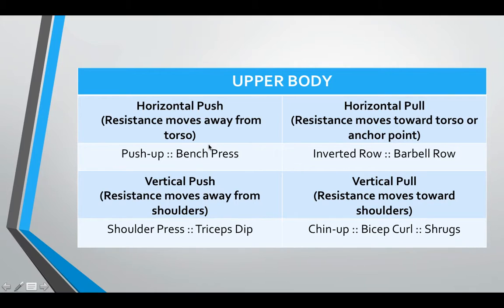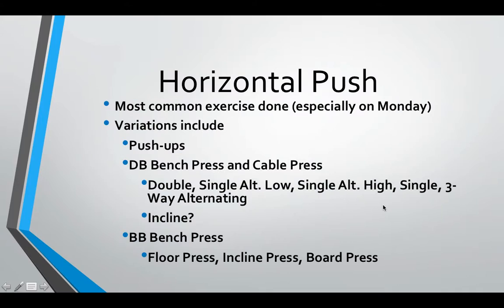Types of upper body exercises include the push-up and the bench press. This is a horizontal movement. The mirror or opposite to that would be an inverted row or barbell row, working in the same axis, the horizontal axis. The vertical push, let's say shoulder press, tricep dip. You're still working up and down in that vertical axis. Same thing here, vertical pull: chin-up, bicep curl, shrug. Still, again, vertical axis. So tricep dip, the opposite of bicep curl, or tricep extension, the opposite of bicep curl.